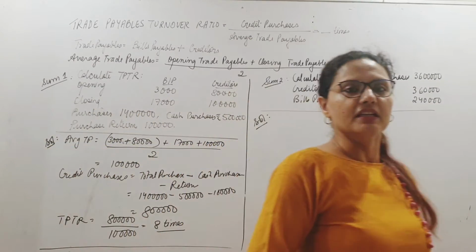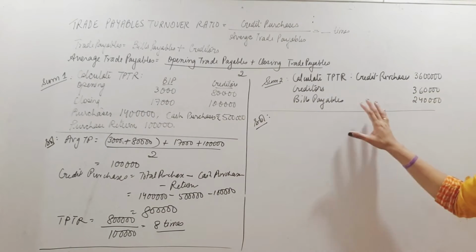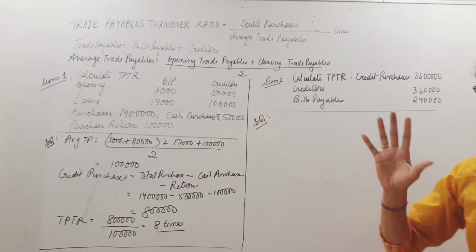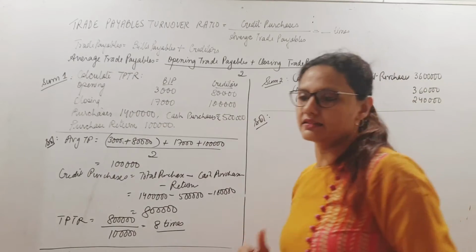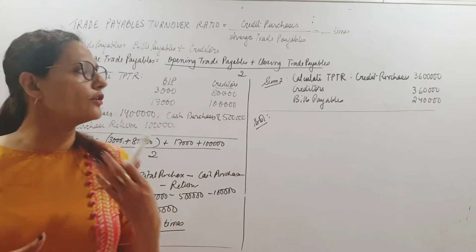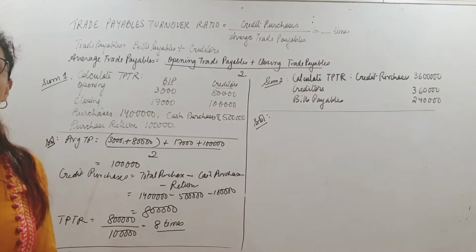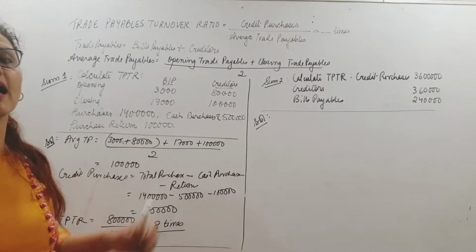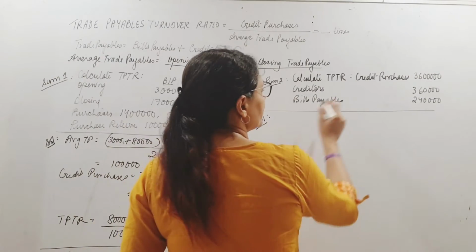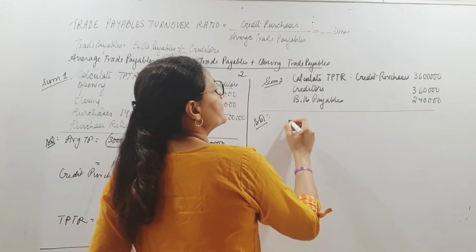Average kya hai? This is basically, we assume this is closing figures of creditors and bills payable. Ab opening nahi hai, so obviously we cannot find out average. So whatever figure is given to me, I will take that instead of average. Alright. So here my credit purchase is already given to me.